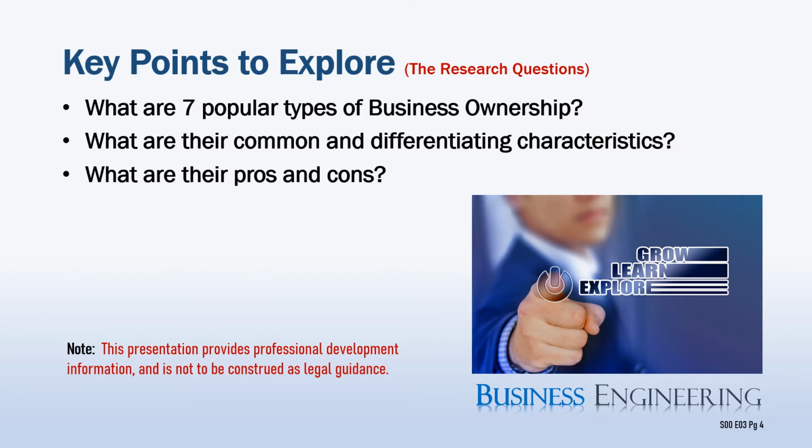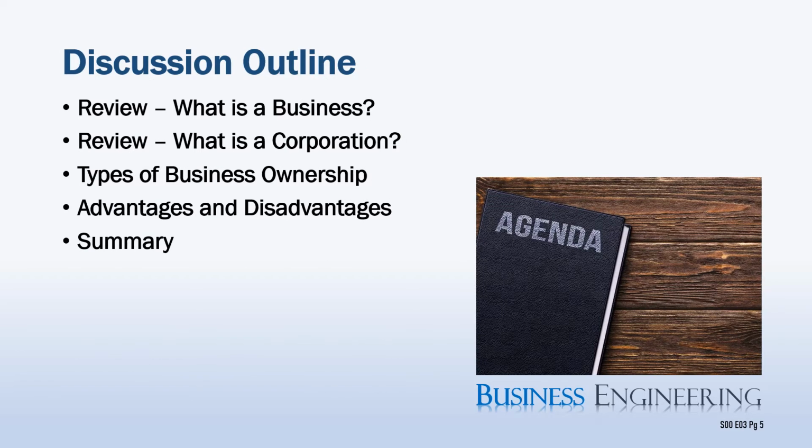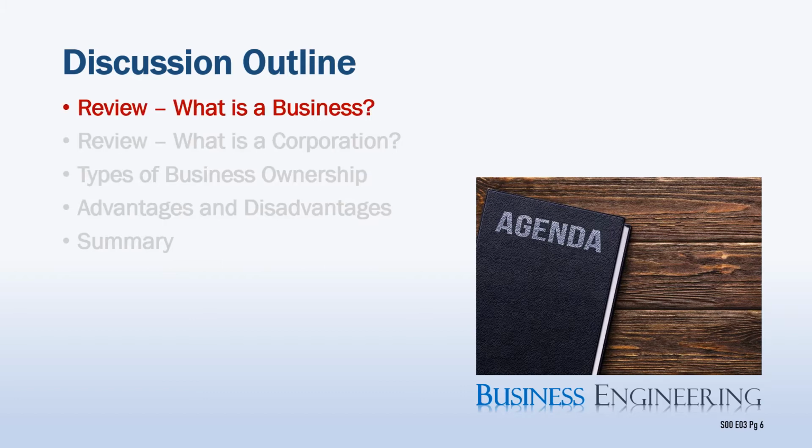The key points we will explore as our research questions are: what are the 7 popular types of business ownership? What are their common and differentiating characteristics? And what are their pros and cons? To tackle this topic, we will review what is a business and what is a corporation. Then we'll explore the various types of business ownership and corporations, identifying their advantages and disadvantages, and then end with a summary. Let's start by summarizing what is a business.